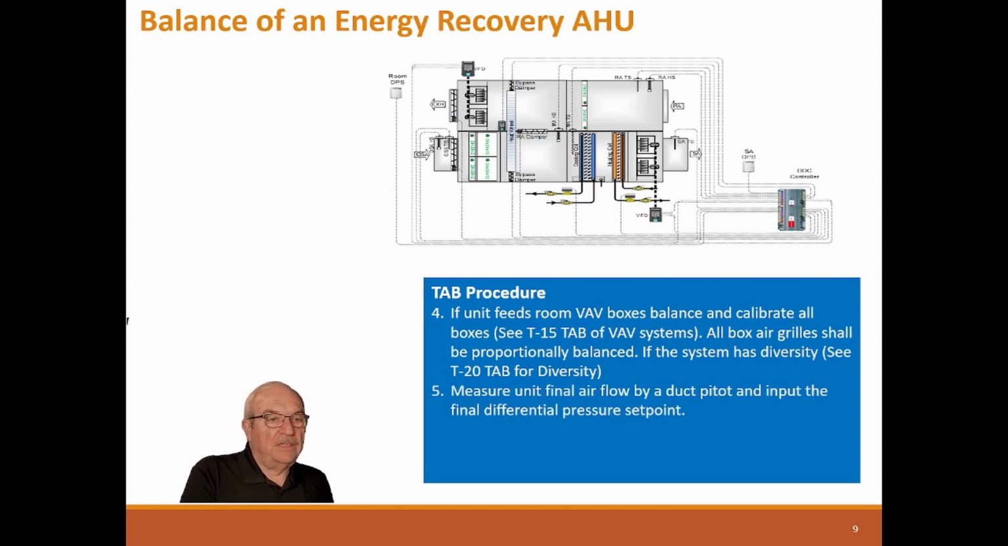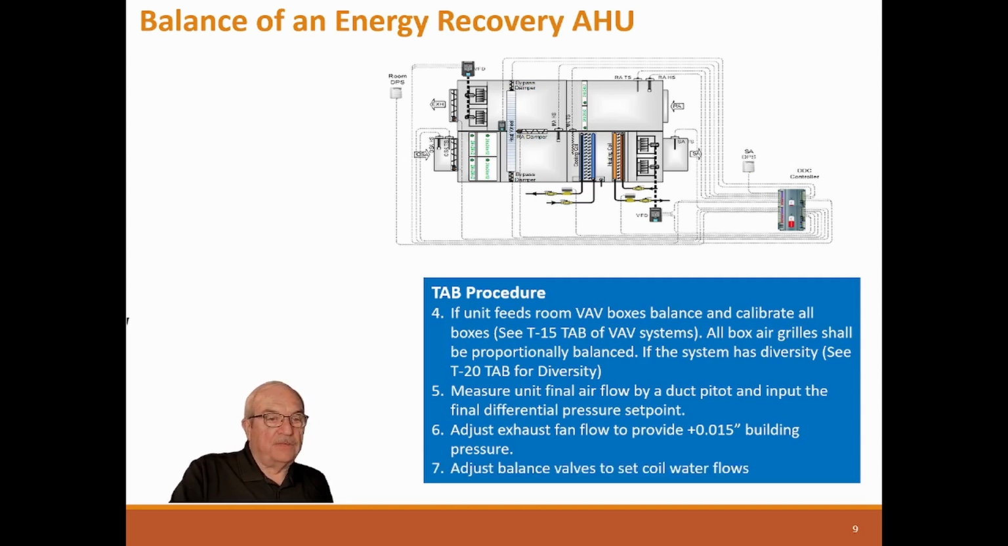Measure the unit final airflow by duct pitot and input the final differential pressure set point. So now that you have everything downstream balanced correctly and you have this one set up and maintaining building pressure correctly, you go check the supply air duct static pressure set point, and that'll be its design set point that you input into the system. Adjust exhaust fan flow to provide at least 0.015 building pressure. Could be 0.02, but we'd like it to be above neutral if possible.